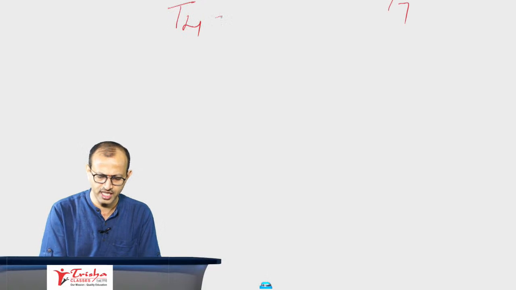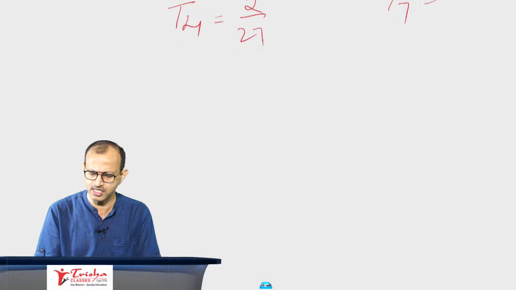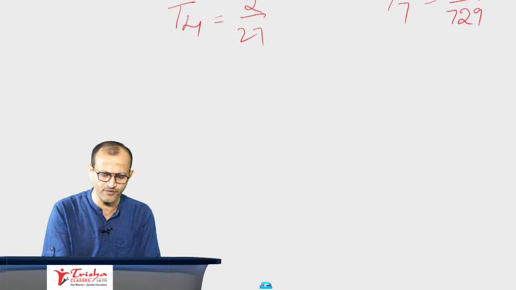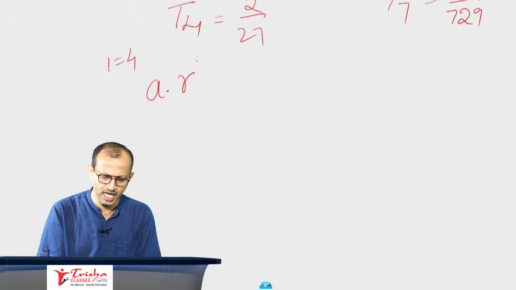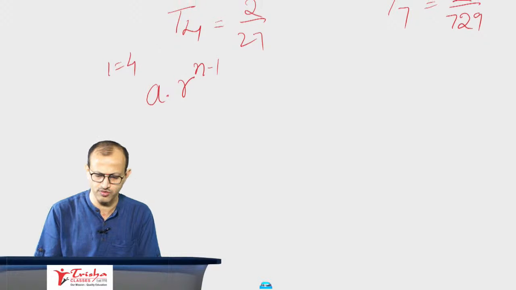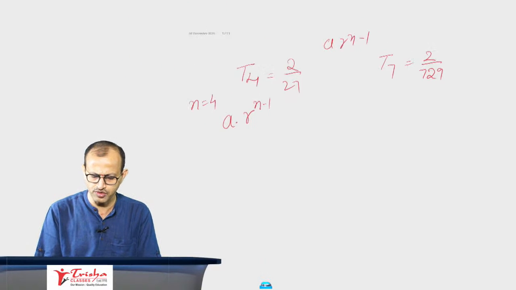T4 and T7. T4 is 2 by 27. T7 is 2 by 729. What is the Tn formula? Tn is, I am just repeating it, a r to the power n minus 1.